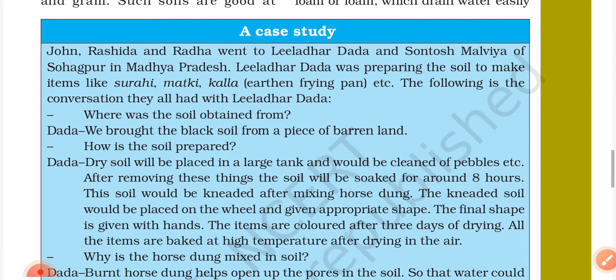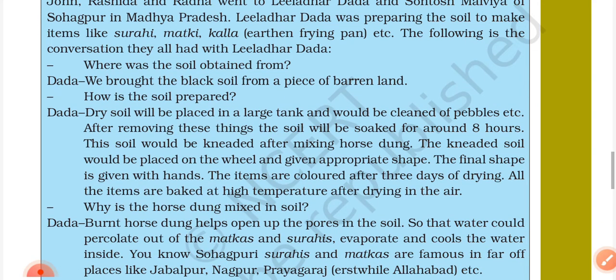Where was the soil obtained from? Dada: We brought the black soil from a piece of barren land. How is the soil prepared? Dada: Dry soil is placed in a large tank and cleaned of pebbles, etc. After removing these things, the soil is soaked for around 8 hours. This soil is then mixed with horse dung.